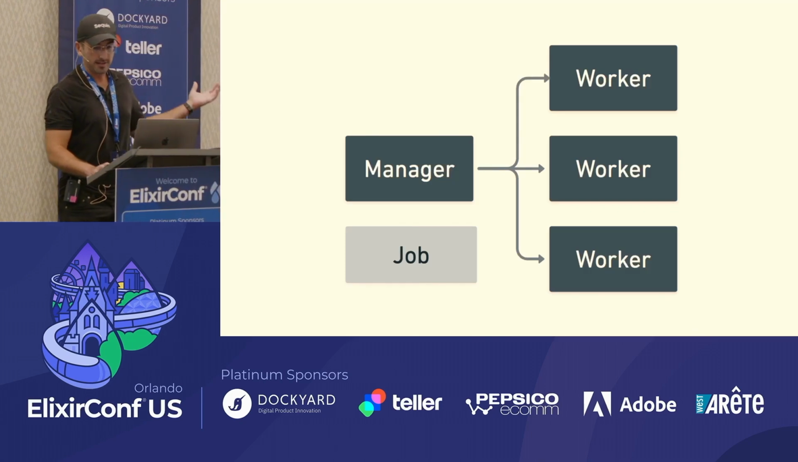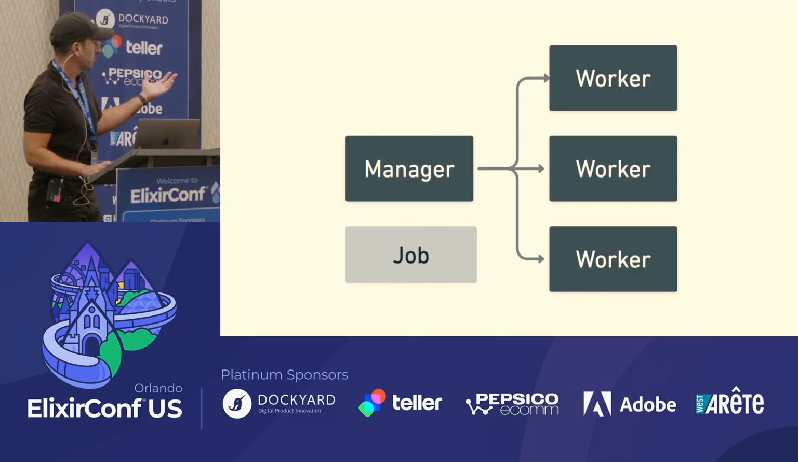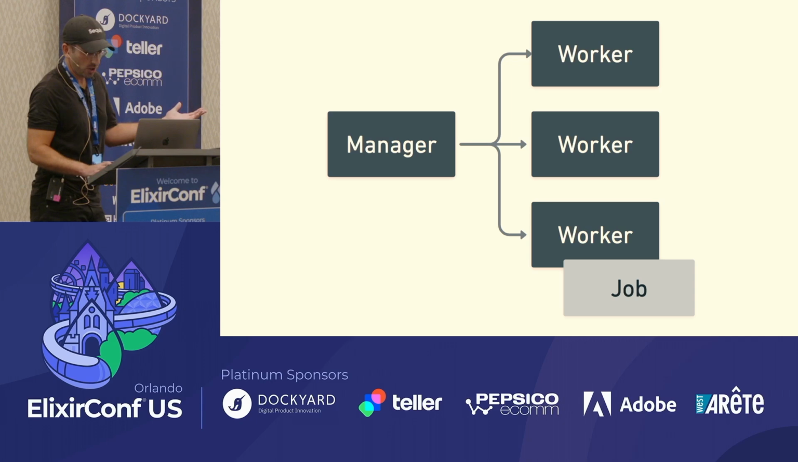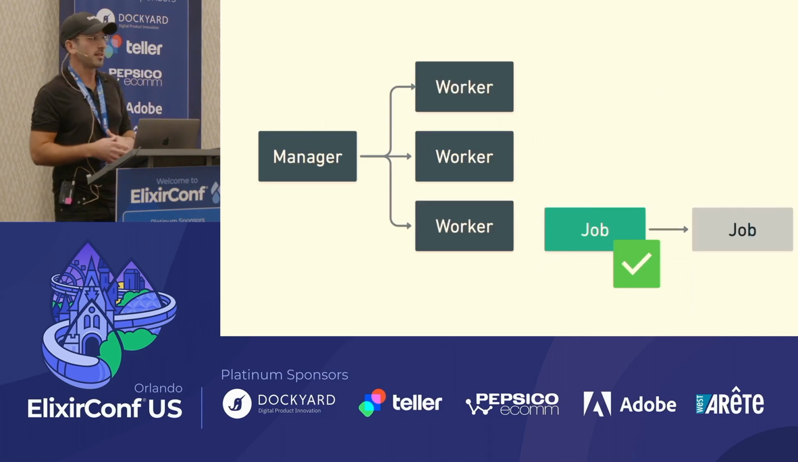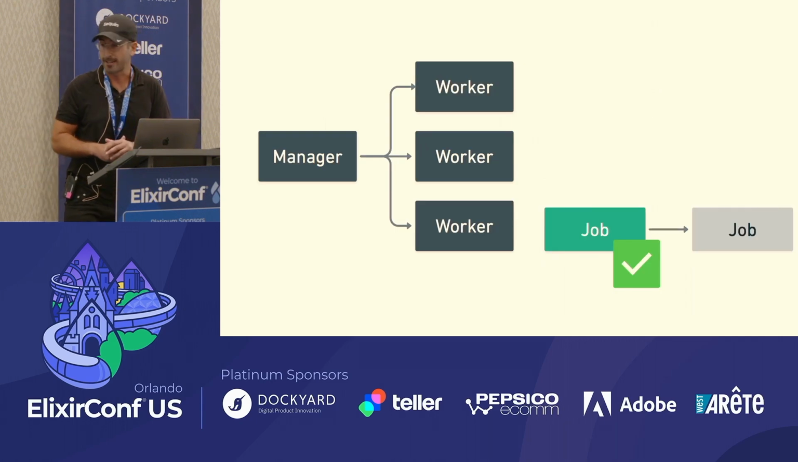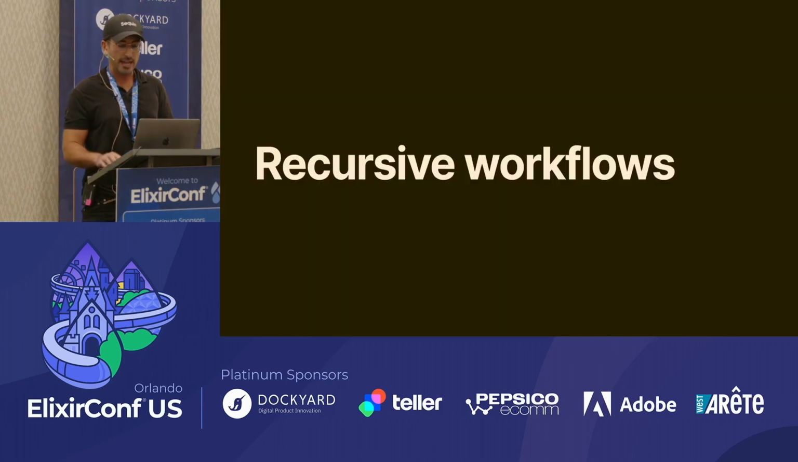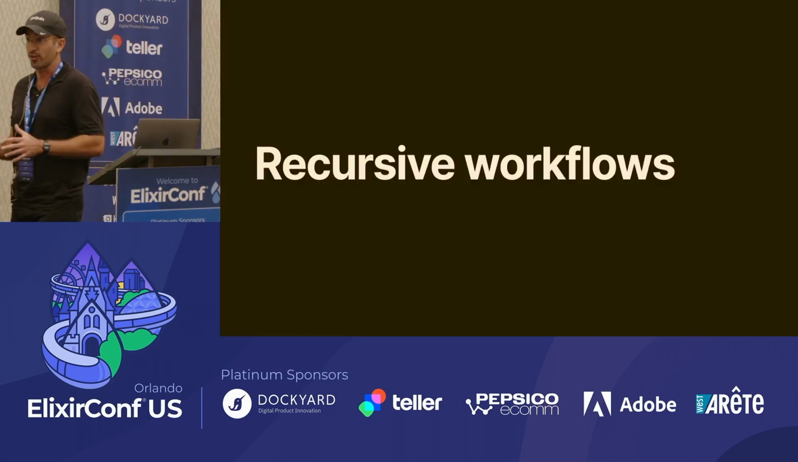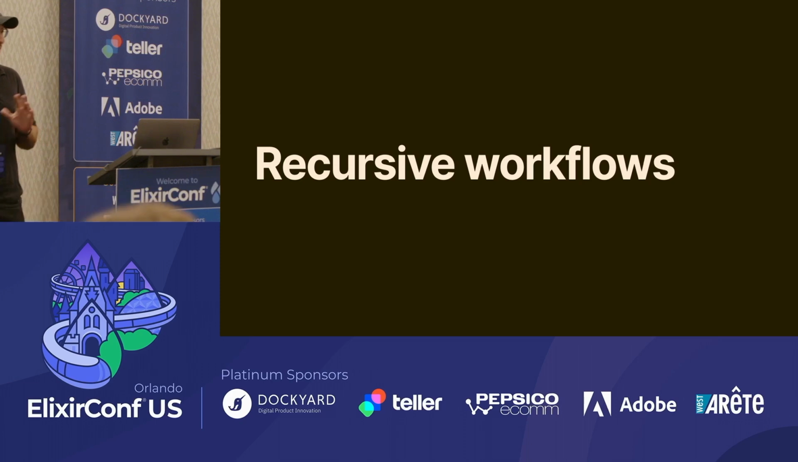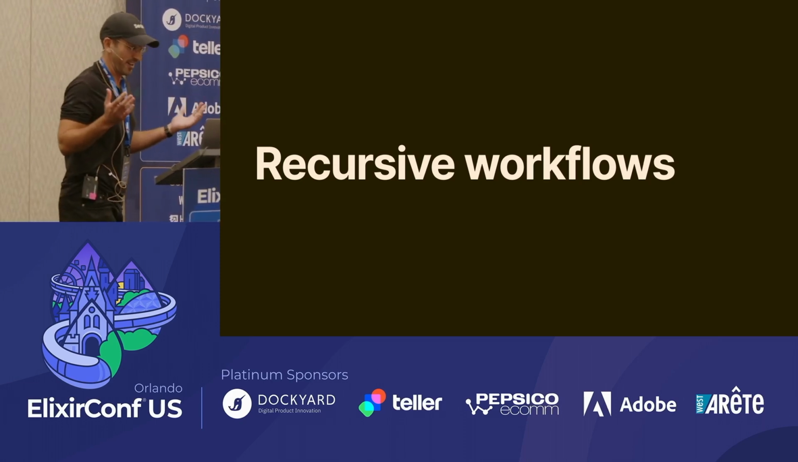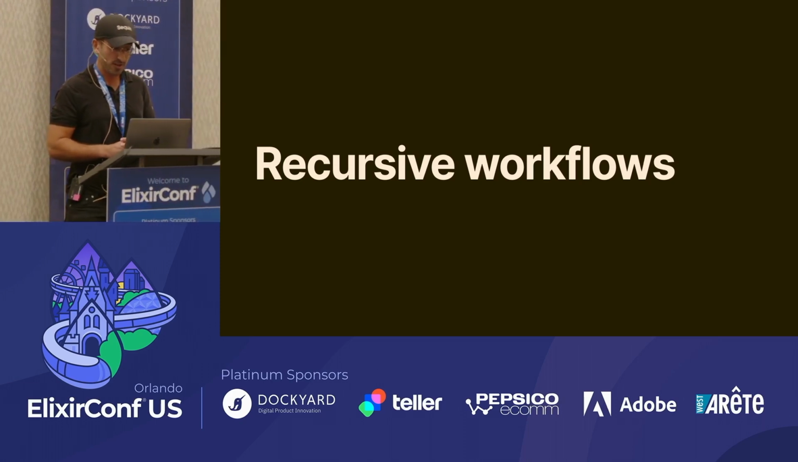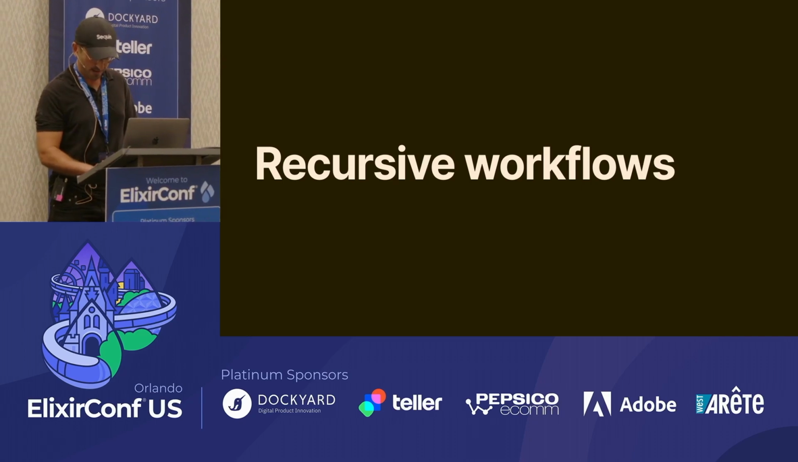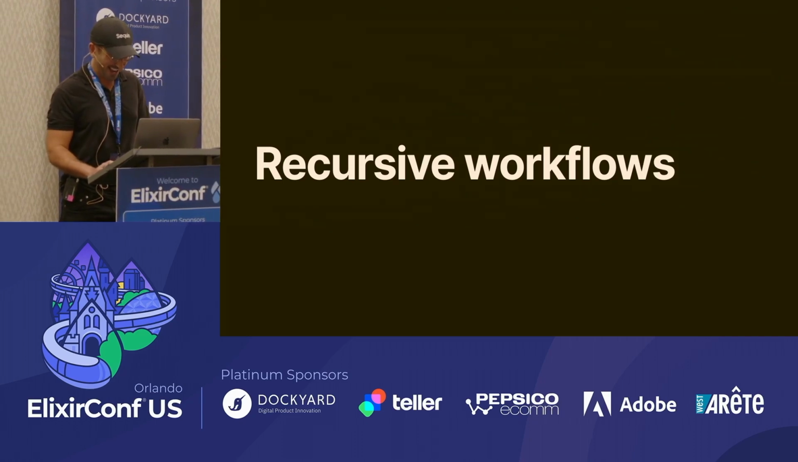The way I think about it is like this: you have a manager with a job, and it gets passed down to a worker. When that job's completed, it produces the next job in your pipeline. This is what ChatGPT calls a recursive workflow. This phrase was nowhere on the internet. I don't know where I came up with this, but all of you decided to attend a talk that was named by an LLM. So joke's on you.